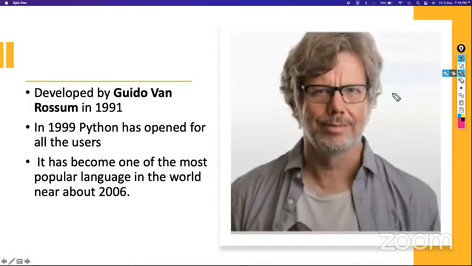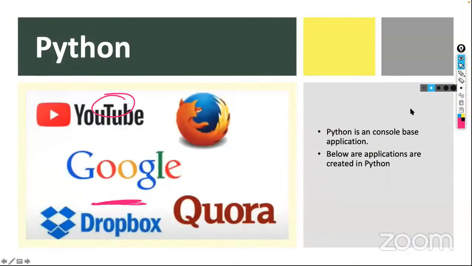Now let's talk about something about Python. Python was developed by Guido van Rossum in 1991, guys, and in 1999 it was opened for all users. Just concentrate on 2006. In 2006, it became the most popular language in the world, but it took almost 6 or 7 years to become the most popular. After this, I believe Java came, and it became more popular than Python. But right now, why Python has been hitting the market so hard, I'm going to tell you.